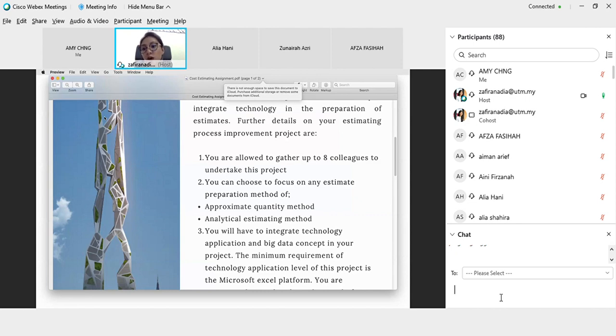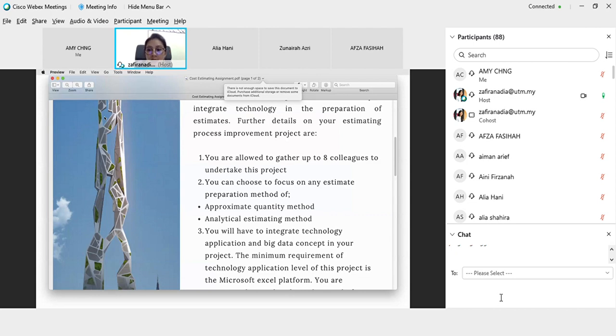So we want all groups to be multiracial. Second, you choose to focus on any estimate preparation method, so you can do the approximate quantity method or you can do the analytical estimating method. So I foresee that we're going to have up to probably 8 or 9 groups. I don't know, you decide on the groups. So half would do approximate quantity, half would have to do the analytical estimating method.